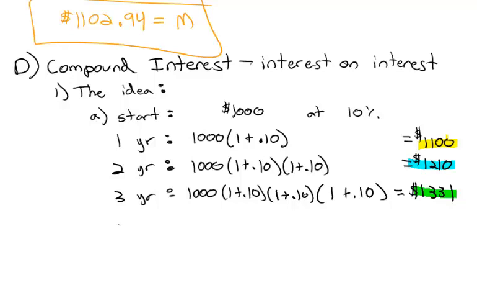And so if this idea continues for t years, the idea is you get the $1,000 times the 1 plus 0.10, and we do that over and over again for the number of years. Well, repeated multiplication we show with an exponent. So we'll say 1,000 times 1 plus 0.10 raised to the t power.